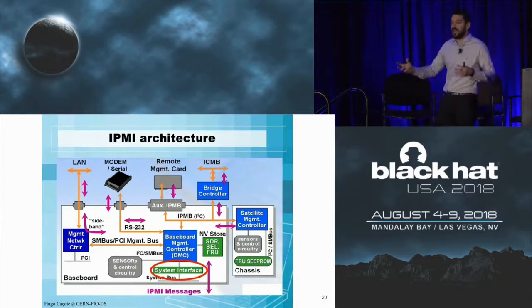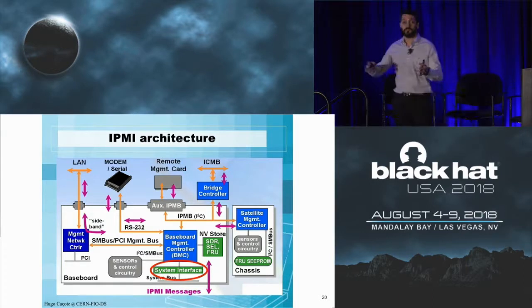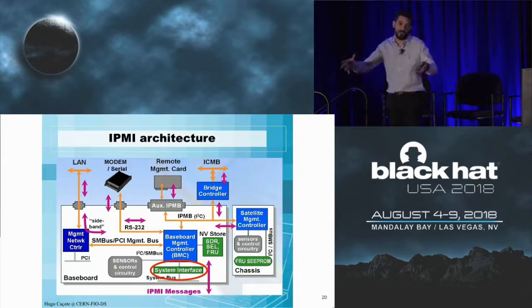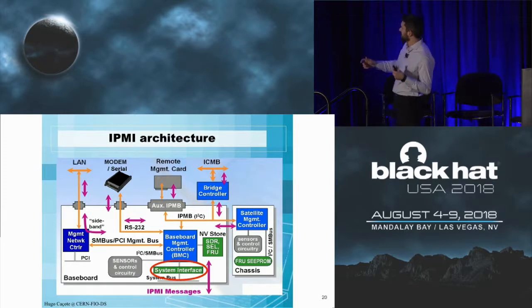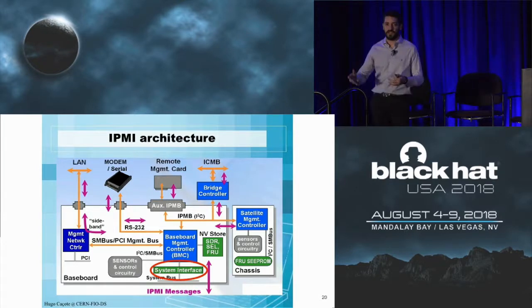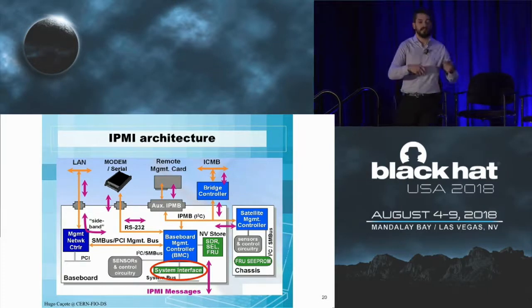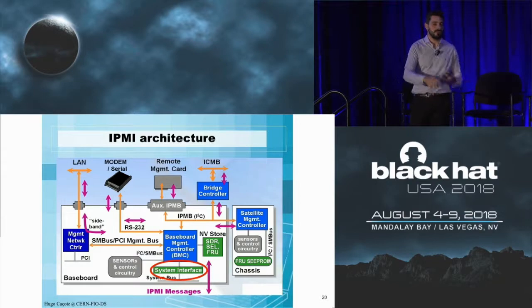This device has multiple connections to different ports, and it's able to access different devices on the chassis, on the server. So for example, it will have access via a port which is called IPMB, and it is a variant of I2C. Via this port, it will be able to access the fan sensors to get the speed, and the temperature sensors, and all sorts of stuff to be able to monitor the server.